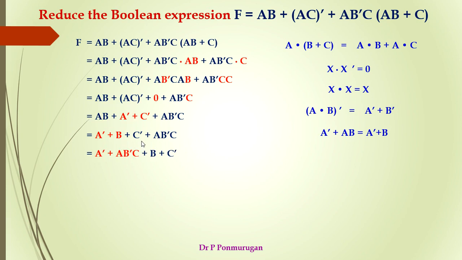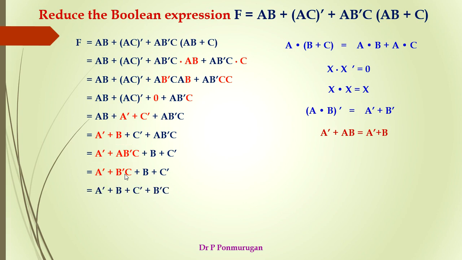Now again we can rewrite or realign the positions of these terms like this. And after this we can have the redundant literal rule for these two terms, right? So these two terms, when we use the redundant literal rule, will become a bar plus b bar c. This entire b bar c is taken as a whole term, as a single term. So this will become a bar plus b bar c plus b plus c bar.